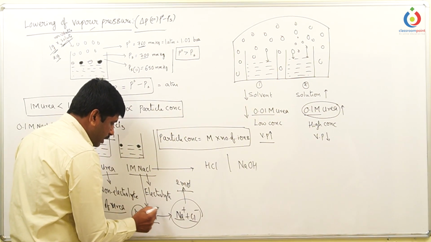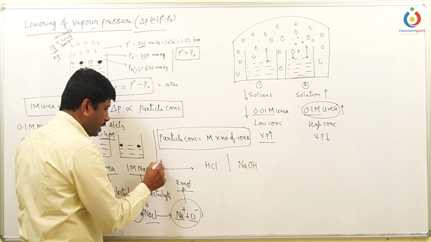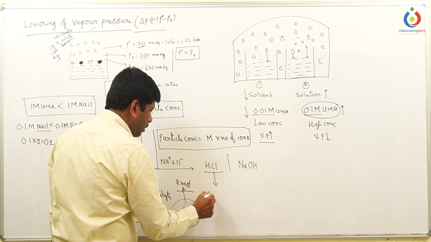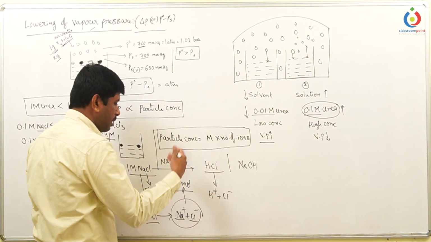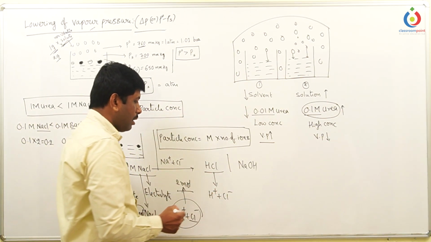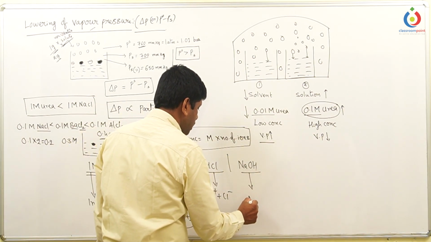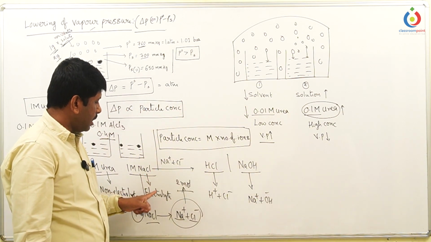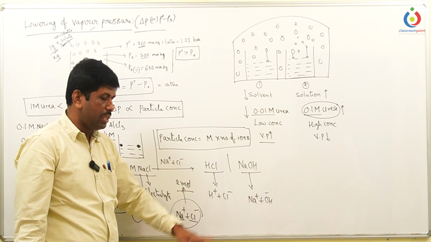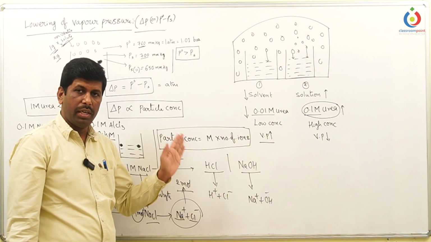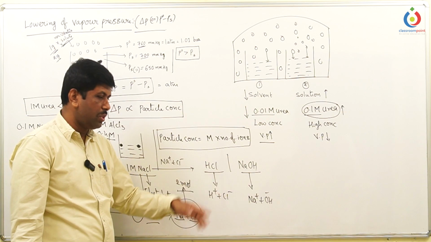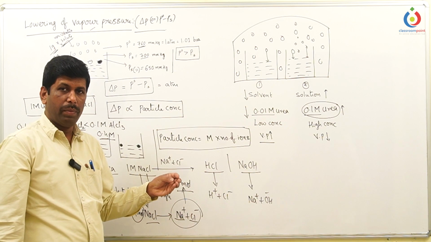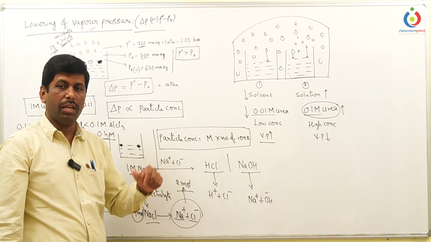Here NaCl is giving 2 moles of ions. One NaCl dissociates into Na+ and Cl- ions. Next, HCl dissociates into H+ and Cl-. Let us imagine it is undergoing complete dissociation. And NaOH dissociates into Na+ and OH- ions. So here NaCl is a salt, HCl is an acid, NaOH is a base. Even though they have different natures, the number of particles produced by each of these solutes is similar. That's why the lowering of vapor pressure is not exactly equal, but similar.